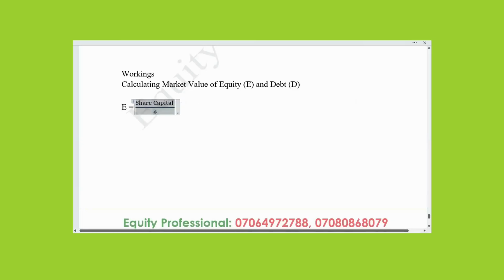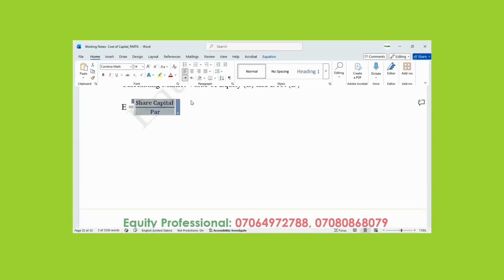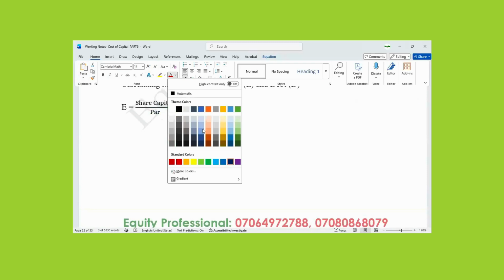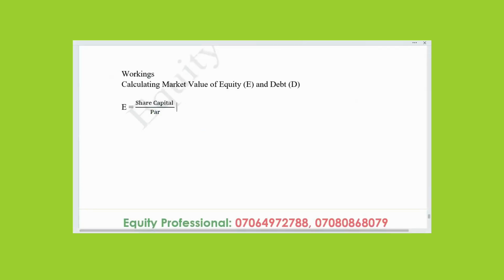Divided by, in the question, the examiner has given us par value. So that's what you are going to use instead of nominal value or nominal price. Since we are given par value, that's what the examiner calls it, so you use whatever the examiner has called it. All right then. Then multiply by share price.